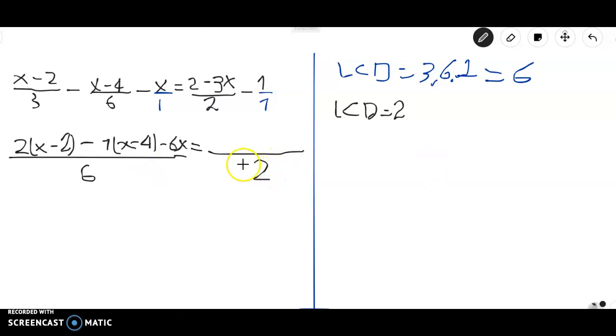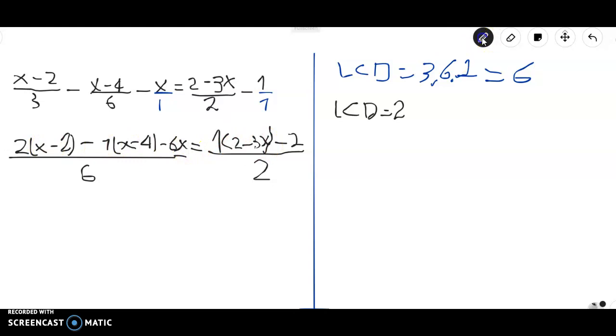So now we do the same procedure. 2 divided by 2, that makes 1, times 2 minus 3x, and then we write minus 2 divided by 1, that makes 2, times 1 makes 2. Okay? Now we start organizing all these numbers.